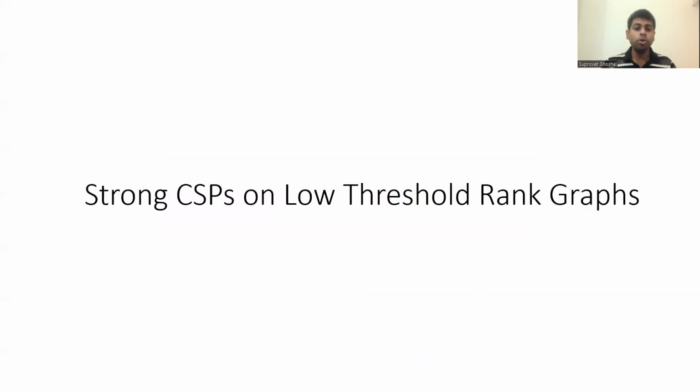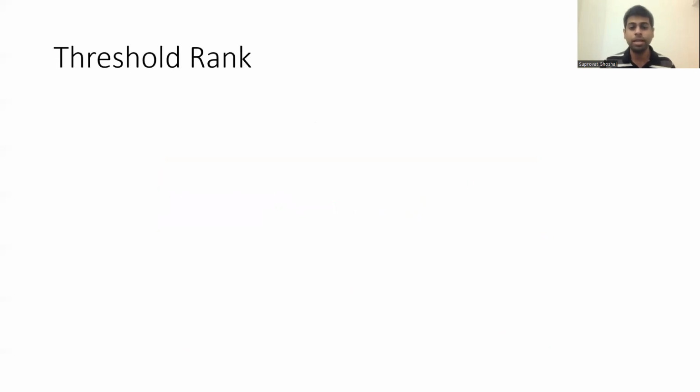Now, what we study in this work, in one line, we study the approximability of strong CSPs on low threshold rank graphs. So formally, let me set up the exact question that we study. So let's begin by describing what is threshold rank of a graph. So threshold rank is a very well studied parameter that's tied to the spectra of a graph.